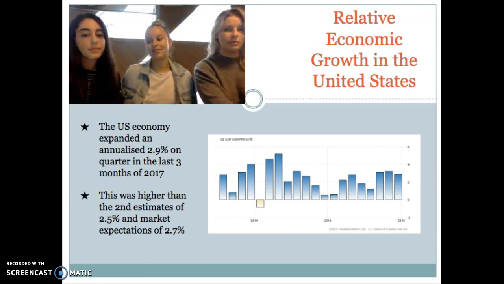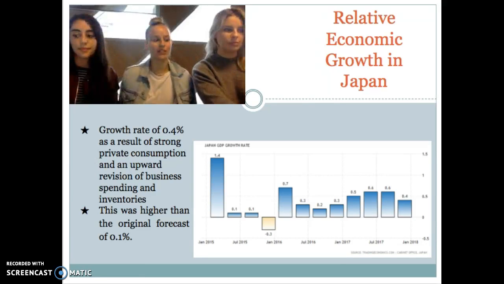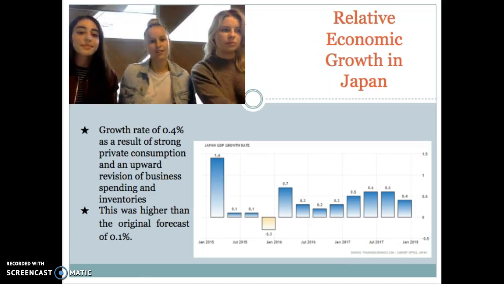In terms of Japan, in the December quarter of 2017, they experienced their 8th straight quarter of expansion of 0.4%. This growth rate of 0.4% is the same as that of Australia, meaning that neither country will experience greater economic growth than the other. However, by 2020, it is forecasted that Japan's growth rate will reach 0.50%, compared to Australia's forecast of 0.80%, meaning that it's 0.3% less.